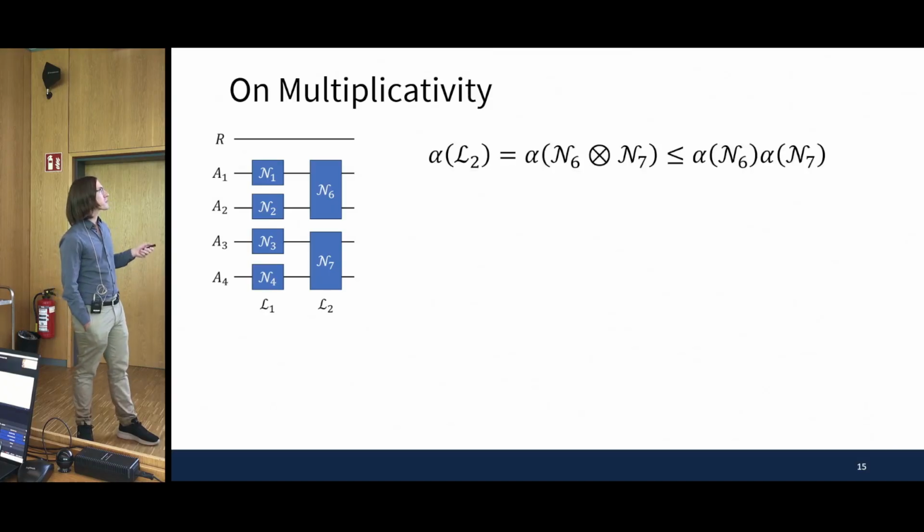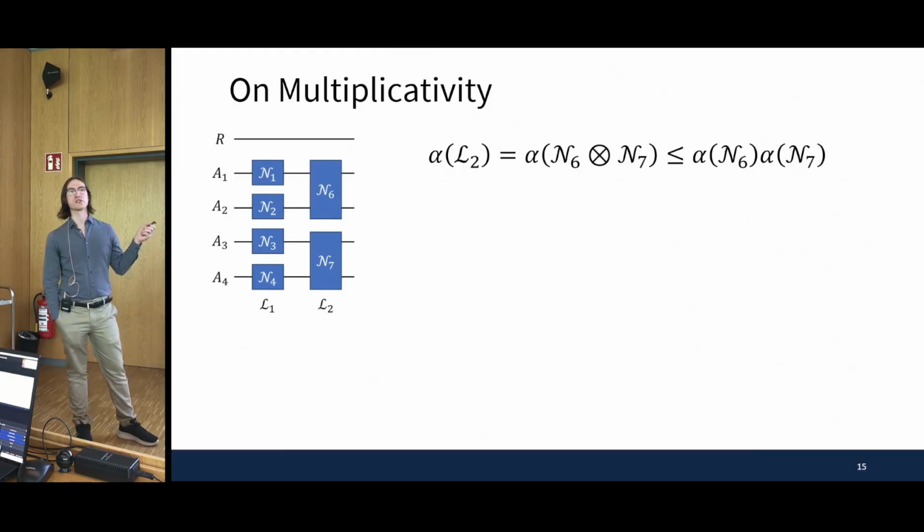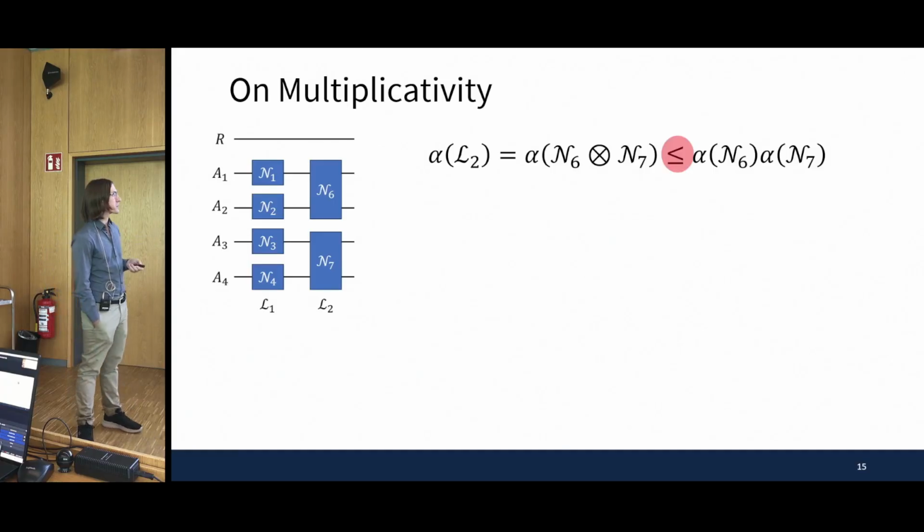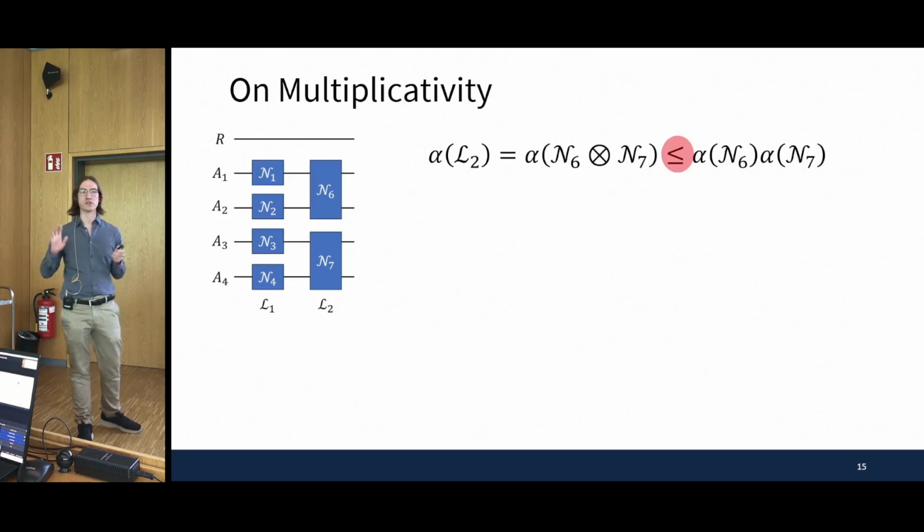And so what I really like is that the Doeblin coefficient, say for layer 2, which I know is actually the tensor product of these two channels, decomposes. But all we get is submultiplicativity. And in fact, this can be strict. And so we really are stuck with this issue that it's submultiplicative, and so we can't peel things off quite as cleanly as we want.